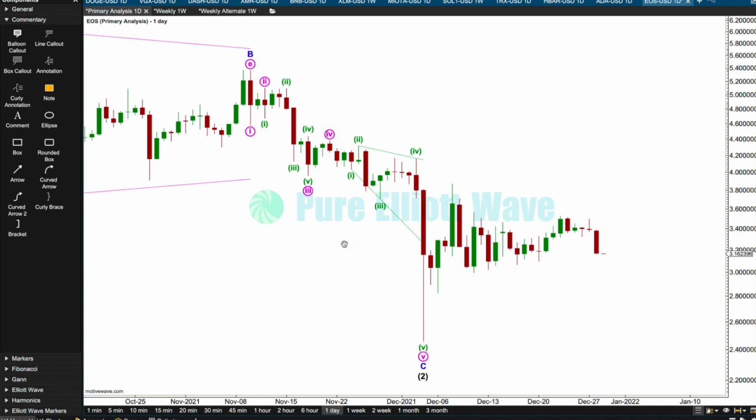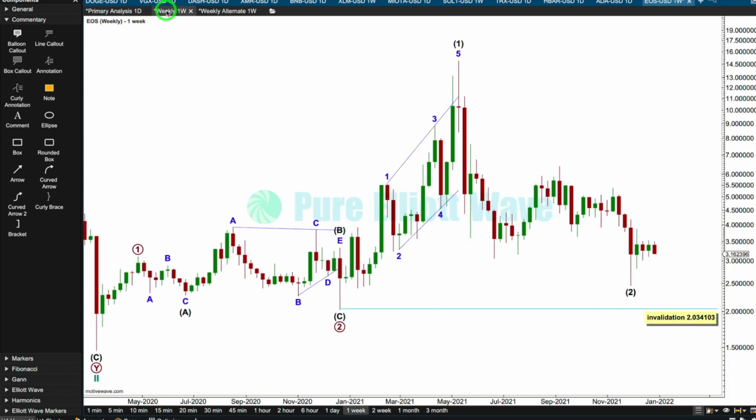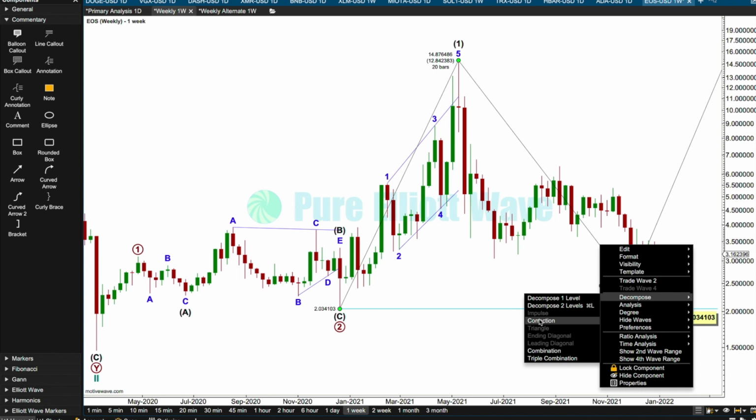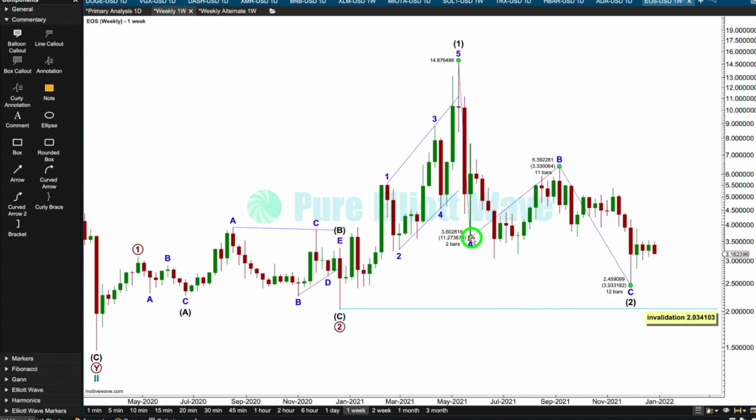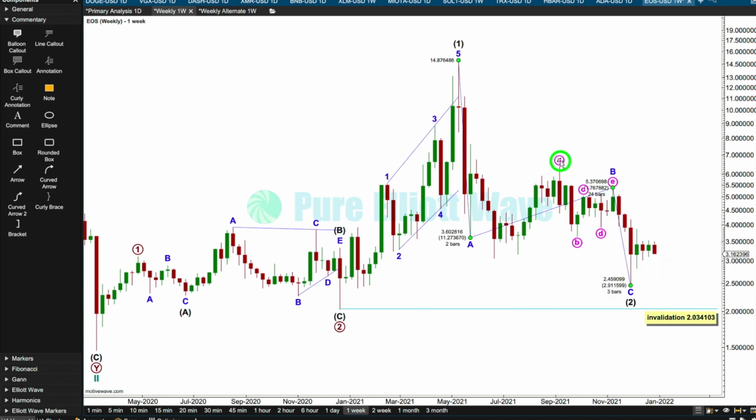And the size of this looks disproportionate to all of these corrections in here so far. So this looks like a new wave. So if that's the case, then I want to label intermediate 2 over here. It's a very deep correction. Let's put the triangle labels on this one as well.